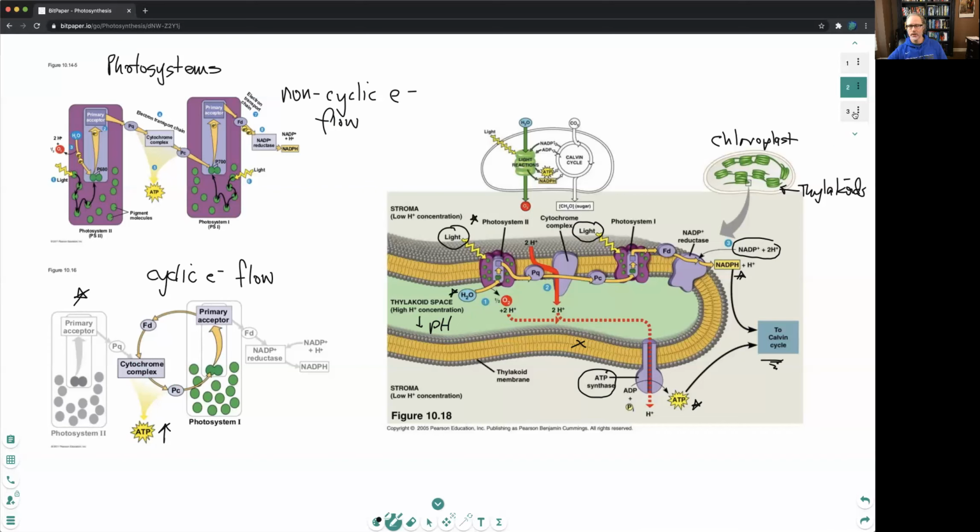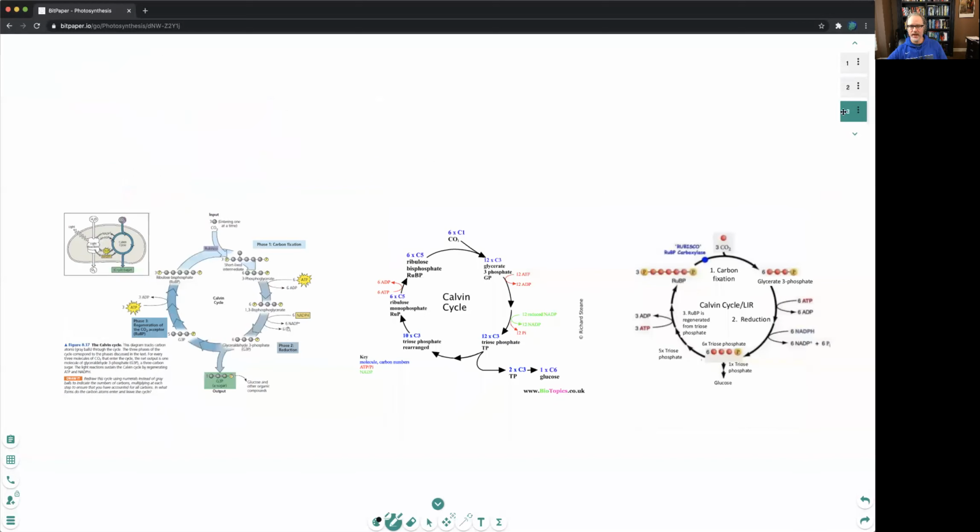Okay, so now with the Calvin cycle. What I've done here is I've included the figure from your book right here. And this figure over here, we'll call this one figure B. This one is kind of like a hybrid between these two. And this just shows you some of the molecules that you might not be able to see here, say in figure A, okay? But this is the Calvin-Benson cycle.